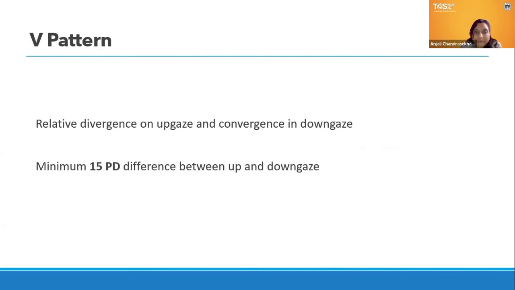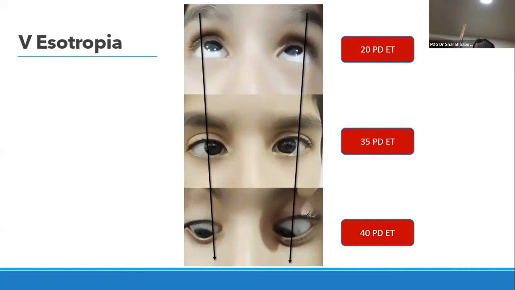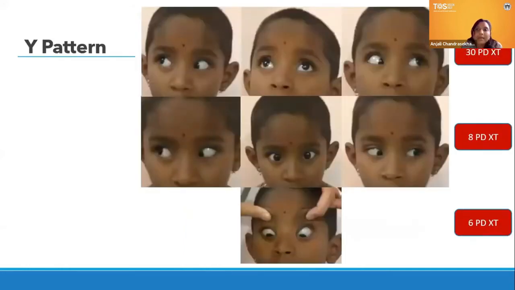There's a minimum difference of 15 prism diopters for a V pattern, which is slightly more than for the A pattern. So it's a case of V esotropia, where the esotropia is more in down gaze and esotropia is less in up gaze, and the difference is 20 PD. Similarly, V exo, there is exotropia more in up gaze and exo is less in down gaze. That is a V exo with a significant difference.